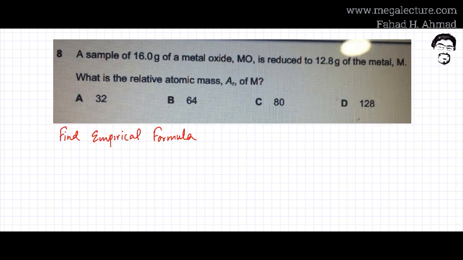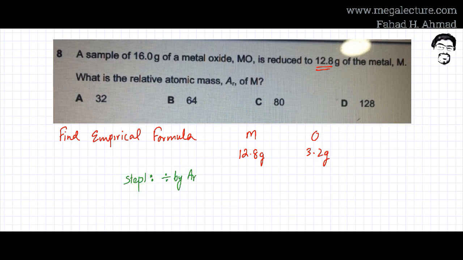So what I'm going to try and do is find the empirical formula MO, because the masses are given. The mass of M is given over here as 12.8 grams. So that is provided. Plus, the mass of oxygen can also be found, because the total mass is given as 16 grams, of which 12.8 grams is the metal M. So the remaining 3.2 grams is going to be the mass of oxygen.